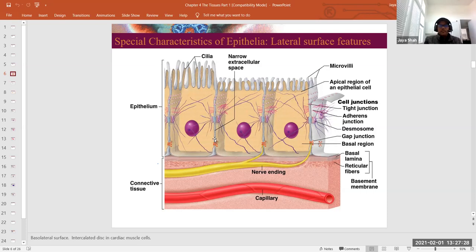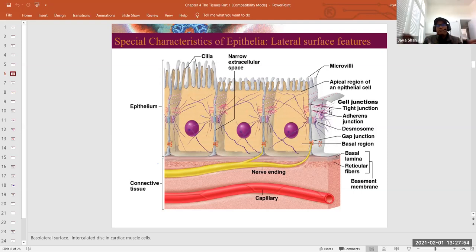This is the lateral surface, the basolateral surface. You see the junctions between these two cells. There are several junctions here: like a button, like a clicker, and then there are gaps, holes. So these cell junctions are: the button-like one is the tight junction.